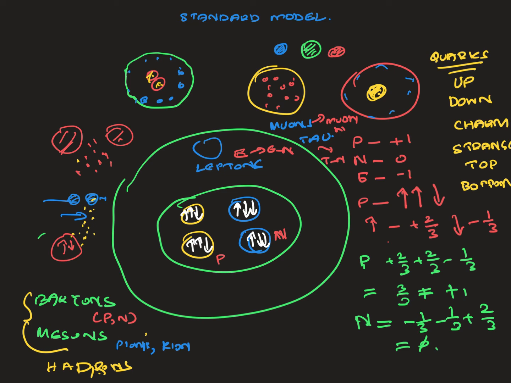So just to summarize what we have looked at so far, in the nucleus we have neutrons and protons. And neutrons and protons are made of quarks, up quarks and down quarks. At the same time, we have other quarks like charm, strange, top, bottom. So there are 6 quarks.